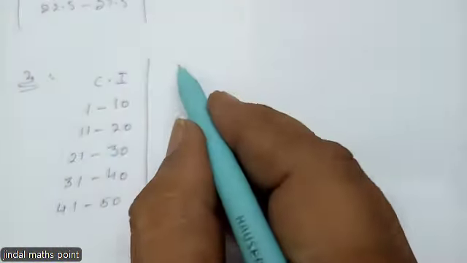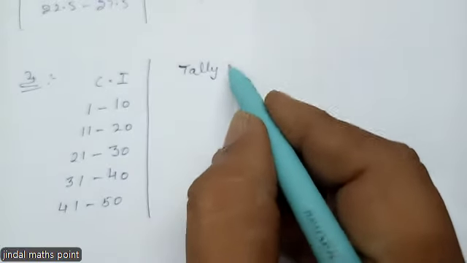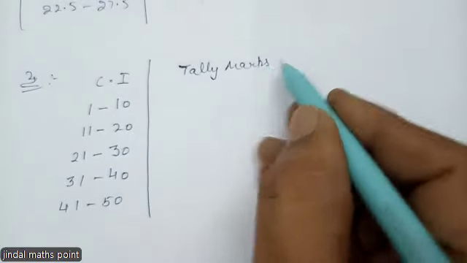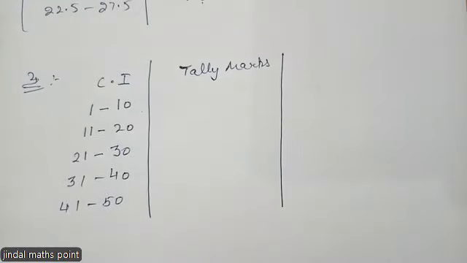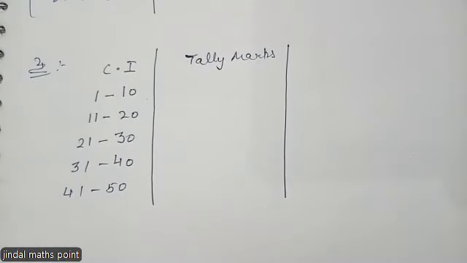Here we can write down the tally marks. Evelyn, is your book open? Yes or no? First value.